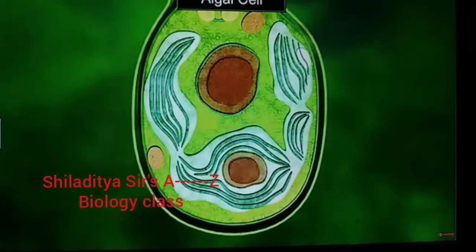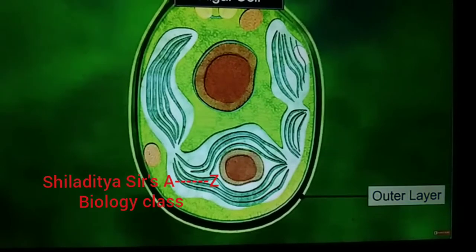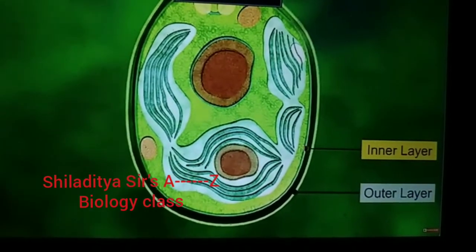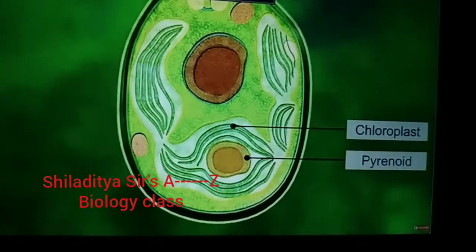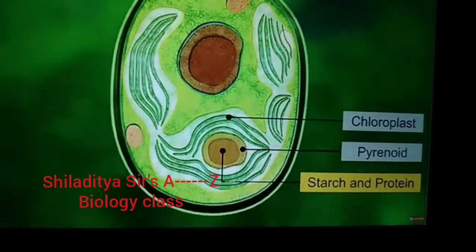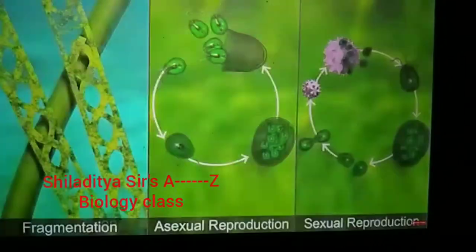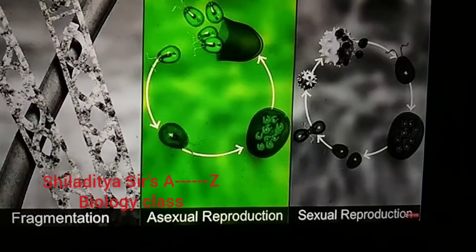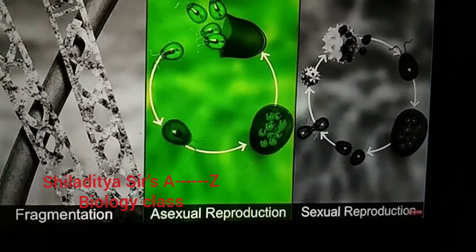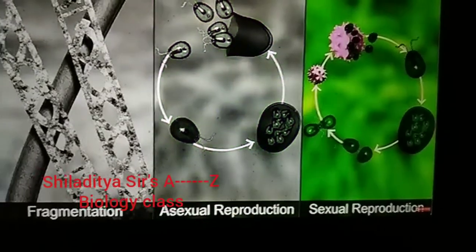Their cell wall is rigid as the outer layer is made of pectose and the inner layer of cellulose. The cell has several chloroplasts that contain pyrenoids, structures that have starch and protein. In definite chloroplasts, you can find the localized pigments chlorophyll A and B that give the algae the color of green grass. Green algae can reproduce vegetatively through fragmentation and asexually by flagellated zoospores, as well as sexually.